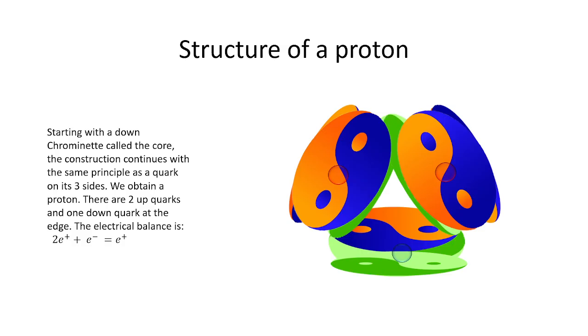Structure of a proton. Starting with a down chrominate, called the core, the construction continues with the same principle as a quark on its three sides. We obtain a proton. There are two up quarks and one down quark at the edge. The electrical balance is 2E+ plus 1E- equal to E+.